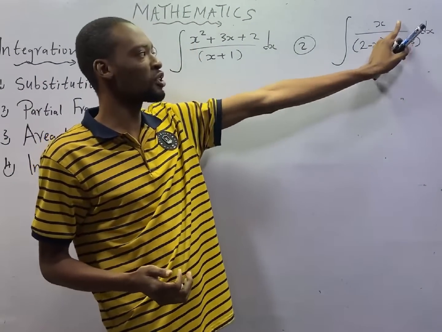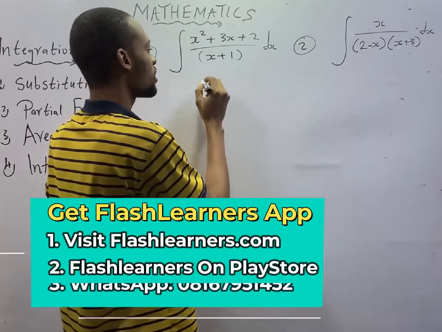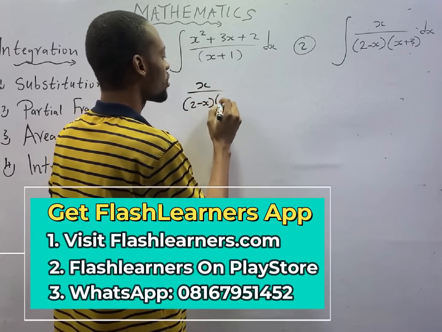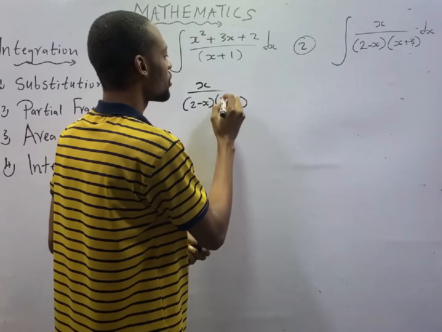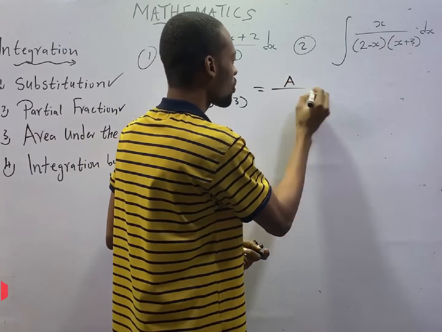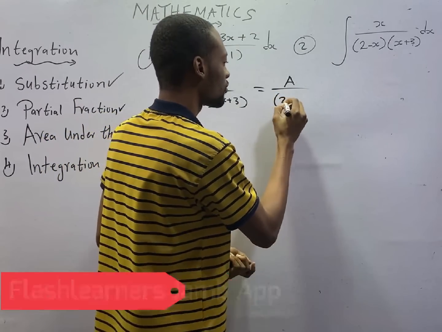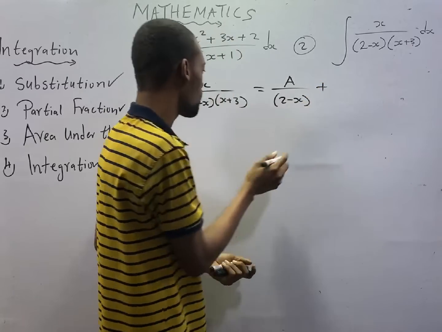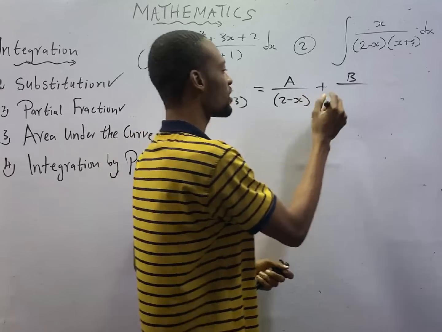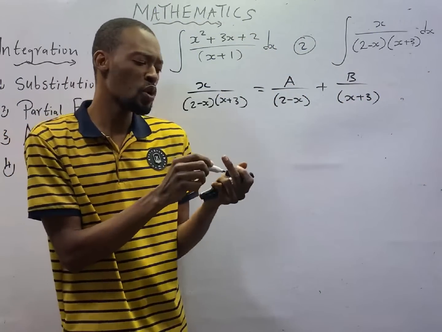Now, anytime you have something like this, the partial fraction takes the form. This is already s over (2 minus s)(s plus 3). So it will take the form A over 2 minus s plus B over s plus 3. This is how it should always be.